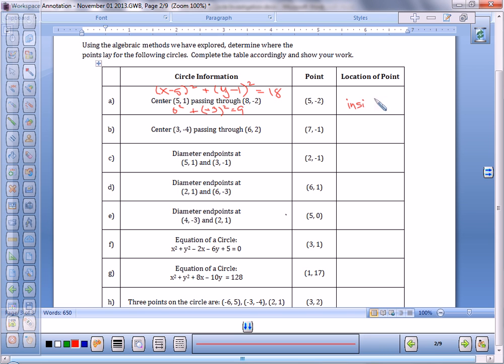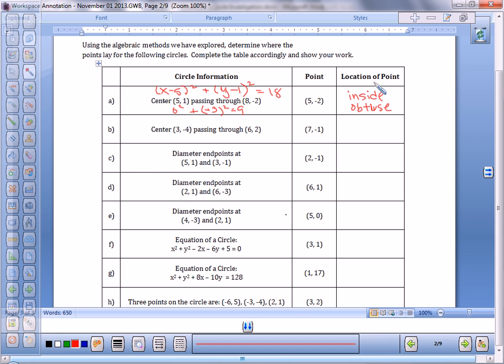Point of inside. Location. Yep. And it is also obtuse because everything inside is obtuse, right?